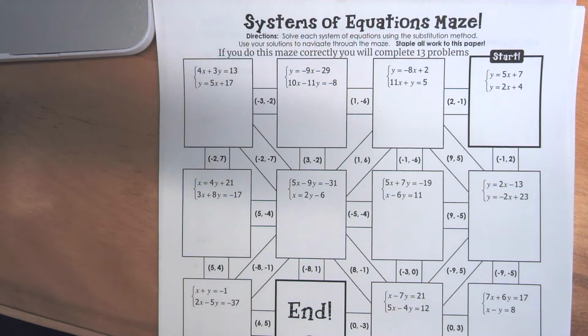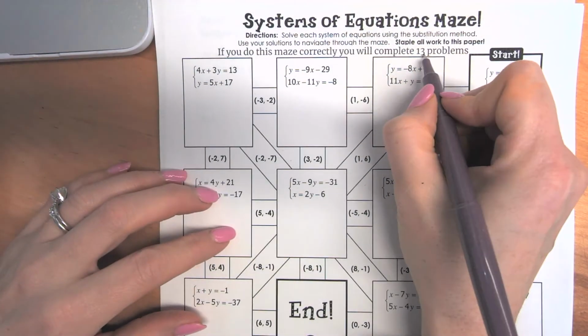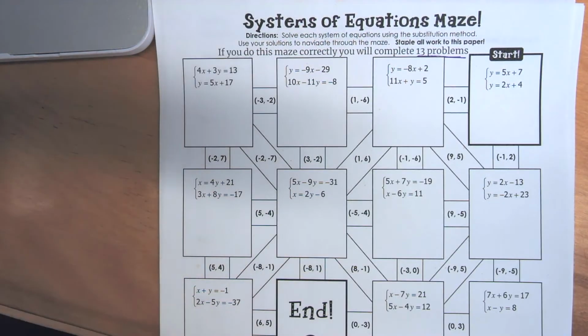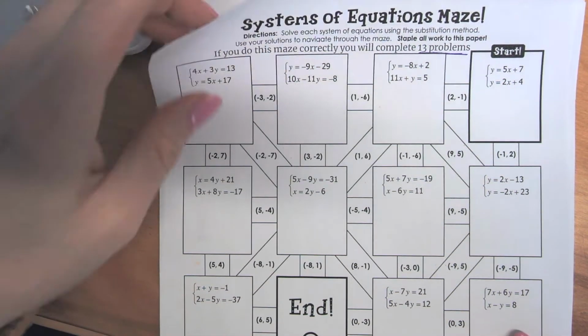I'm going to start off and do 3 examples with you on our systems of equations maze. If you do this maze correctly, you'll complete 13 problems. So I'm going to do 3 with you, which leaves 10 on your own. You're going to try to do 5 today and 5 tomorrow after you watch the first 3 that we do.